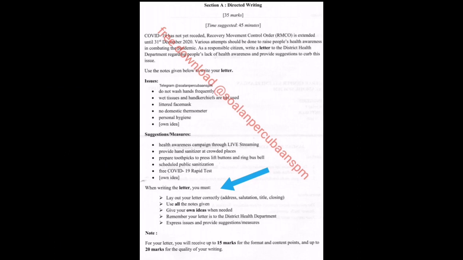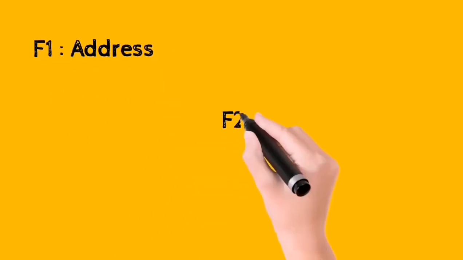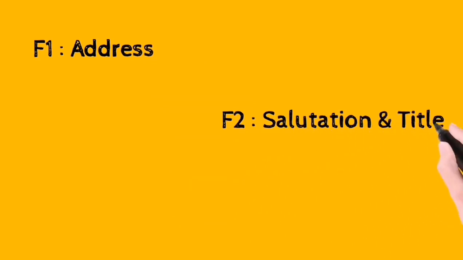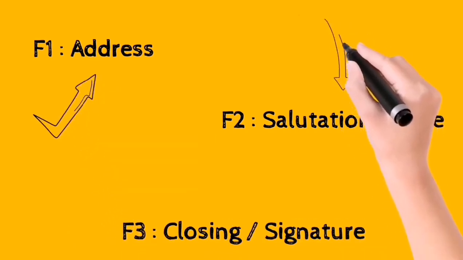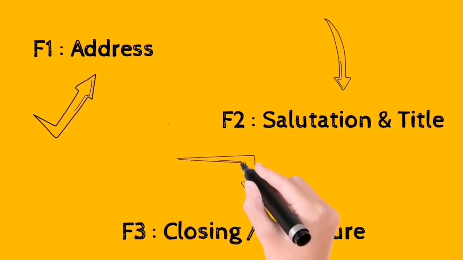And then as part of your contents, you have to make sure you include the issues, you express the issue, and you provide suggestions and also measures. By the way, all the main ideas are already given. And again, as a friendly reminder, you have to lay out your letter correctly. All these 4 things: address, salutation, title, and also closing. So the format is divided into 3, F1, F2, and F3. F1 is for address, F2 is for salutation and title, and F3 is for closing and signature.